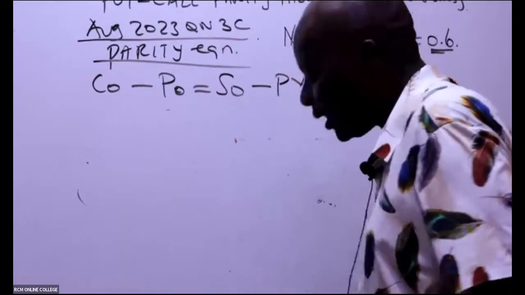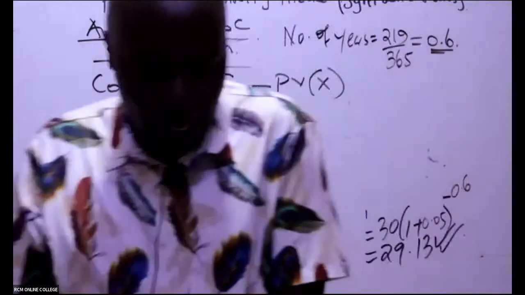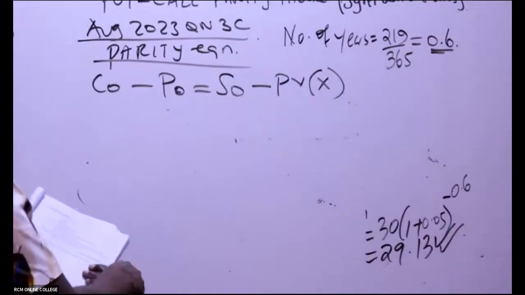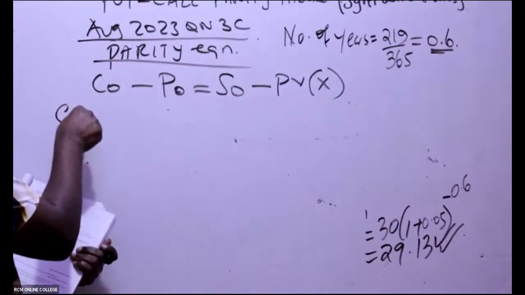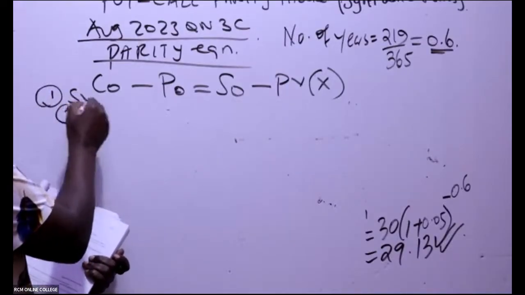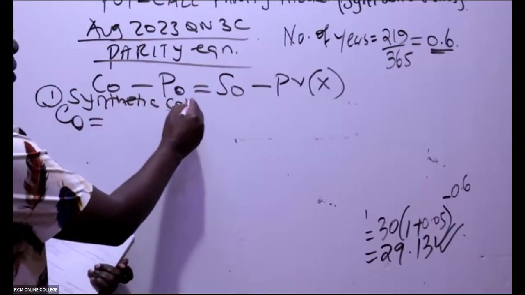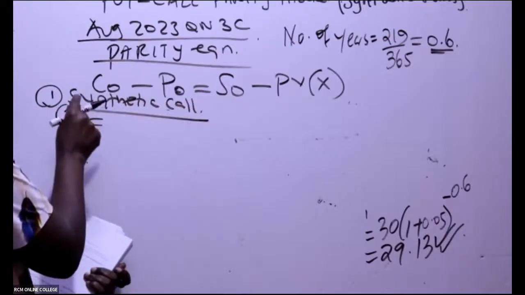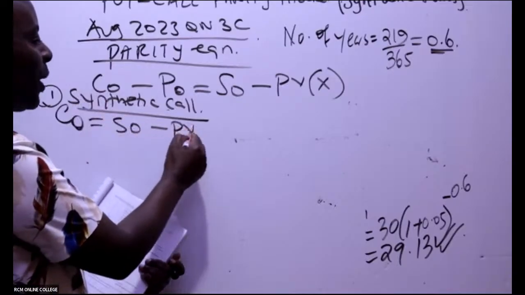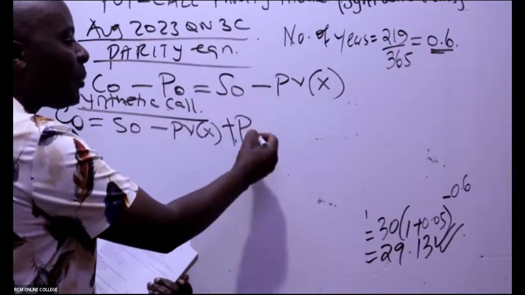The requirement, the synthetic asset value that they want us to get first of all, in Roman 1, is the synthetic call option, the CO. And what have we said about this CO? Make CO the subject of the formula. Number 1, synthetic call. Make CO the subject of the formula, which will be equal to SO minus the present value of the exercise price. This is crossing over, now it becomes PO.